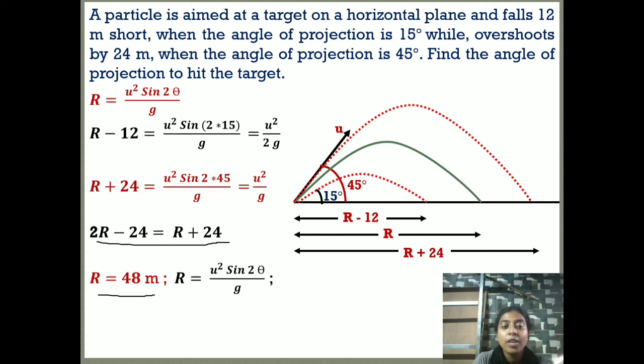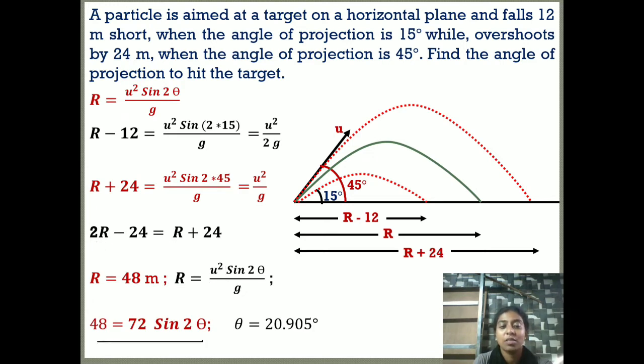Now we know the equation for range: r is equal to u square sine 2 theta by g. So substitute r equal to 48 meters and u square by g equal to r plus 24, that is 72. So substituting, we get 48 is equal to 72 sine 2 theta. So theta is equal to 20.905 degrees.